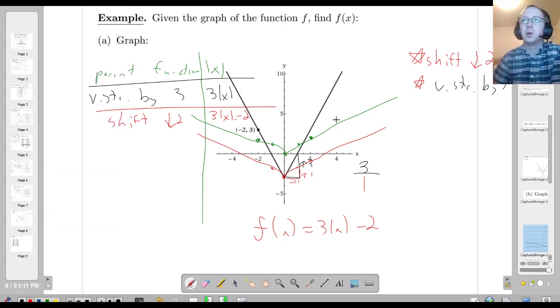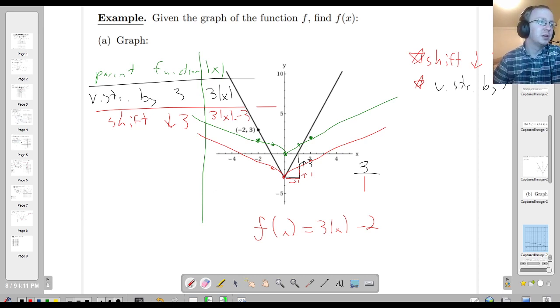Whoops, sorry, I'm not sure why I wrote down 2 there. This was a shift down 3, so let's go ahead and clean that up really quick. Okay, I was saying that, but then for whatever reason, I wrote down the number 2. Alright, so that's a shift down 3.